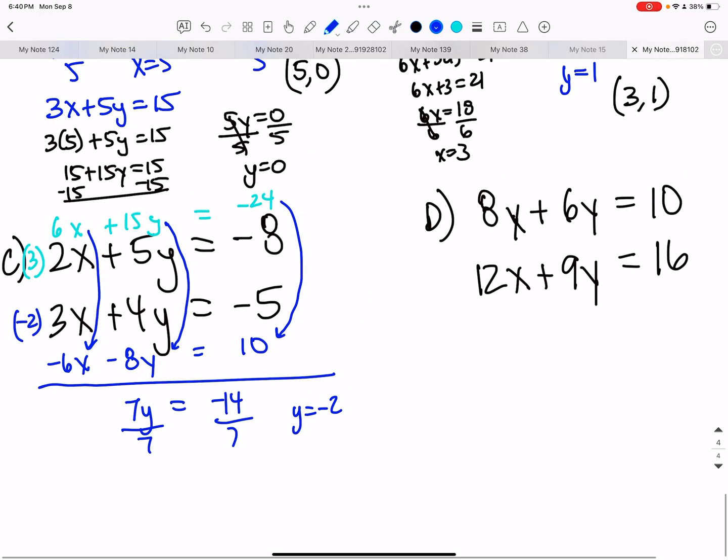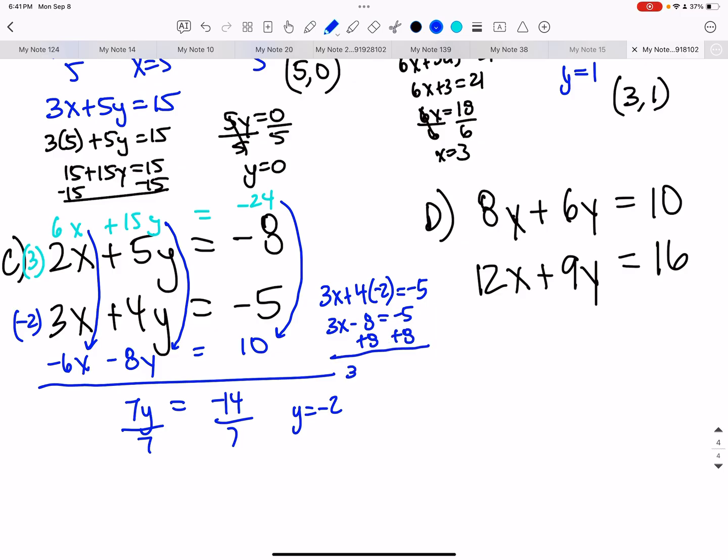All right, I'll go 3X's plus 4 Y's, but Y's are negative 2s. So I'll plug in negative 2 equals negative 5. 3X's minus 8 equals negative 5. I'll add 8. 3X's equal positive 3. Divide by 3. X's equal 1s. So this is 1 comma negative 2.